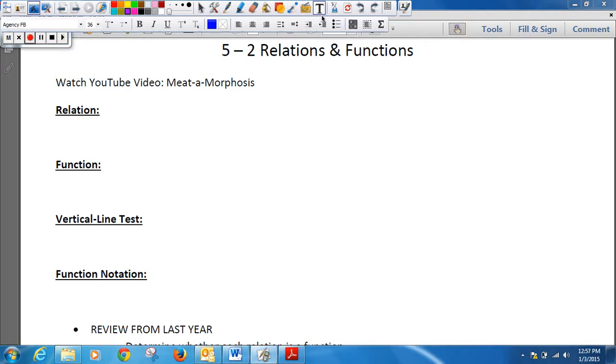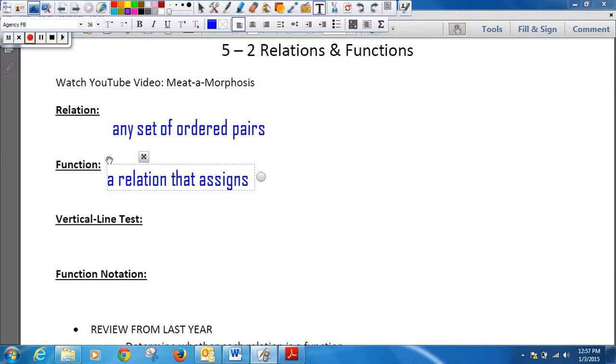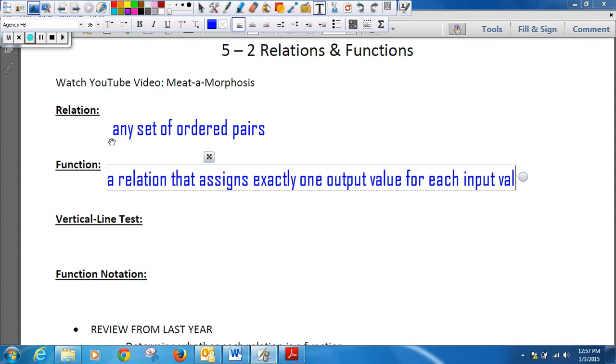Welcome back, and now we will look at our vocab, and we will review what a relation is. Remember, a relation is any set of ordered pairs. A function then is a special type of relation that we talked about last year. A function is a relation that assigns exactly one output value for each input value.